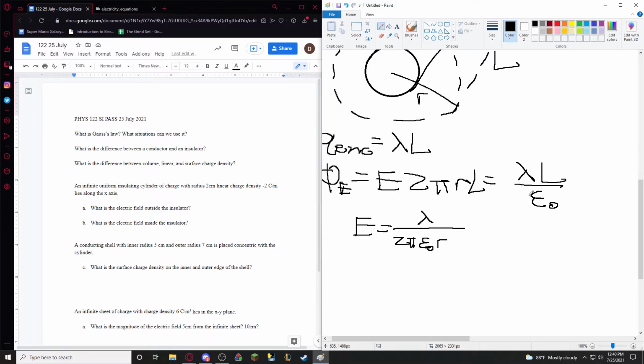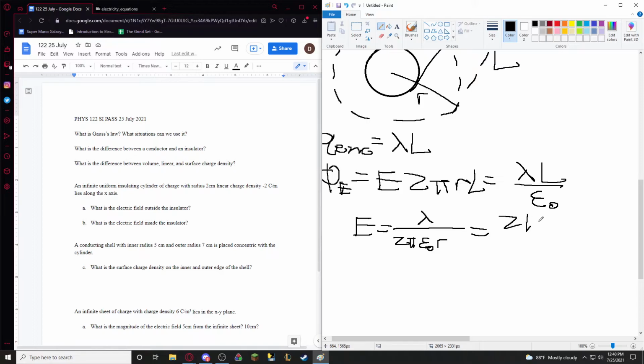What's k again? K is equal to 1 over 4 pi epsilon naught. So what would 2k be? 2 over 4 pi epsilon naught, right? Yeah. And 2 over 4 pi epsilon naught is just 1 over 2 pi epsilon naught. That right there is just 2k.